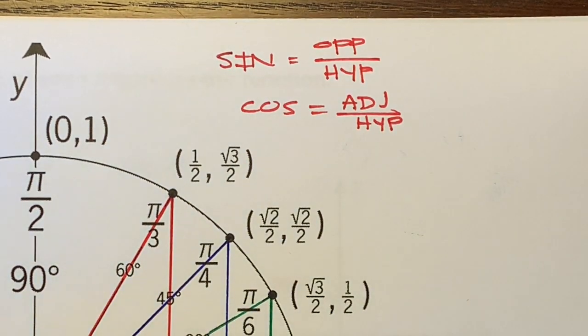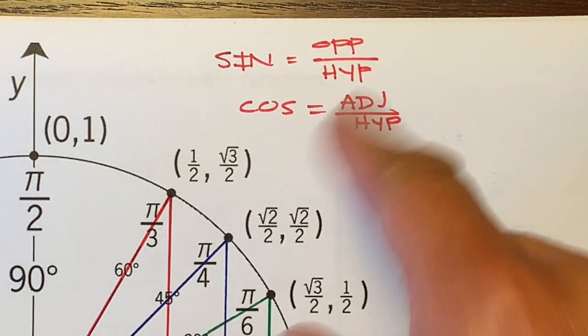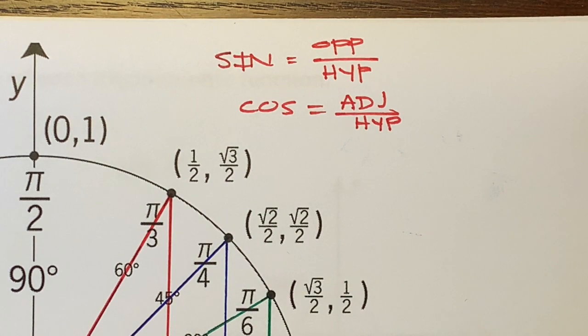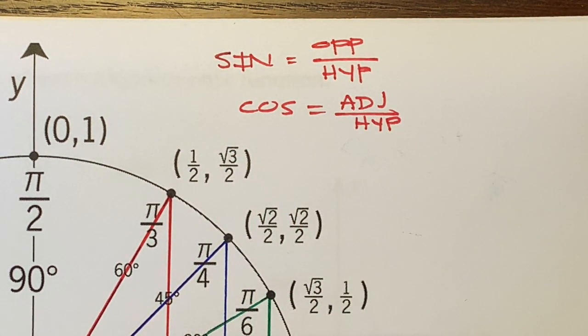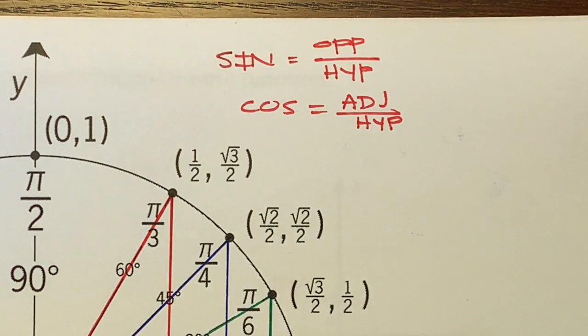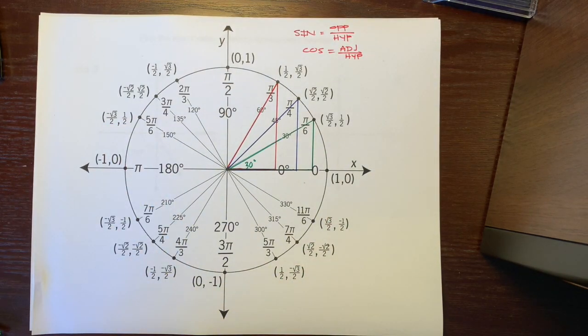Sine is opposite over hypotenuse, and cosine is adjacent over hypotenuse, so the adjacent side over the hypotenuse. And a unit circle, remember it's called a unit circle because what? The radius is 1 unit.